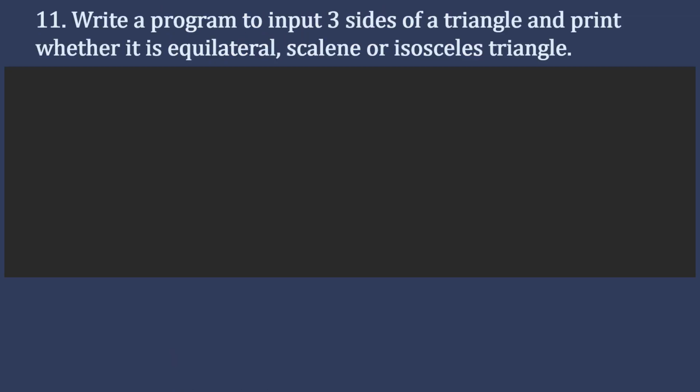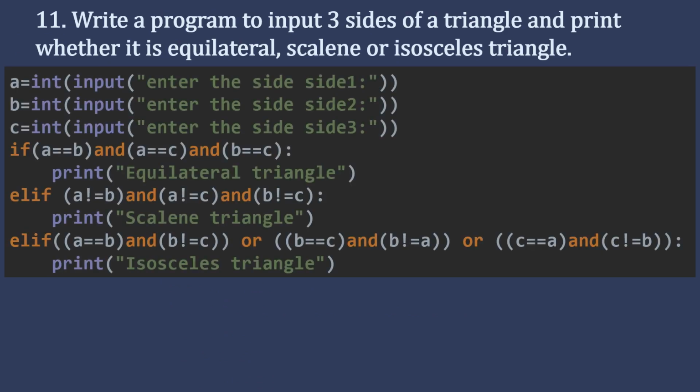Now write a program to input three sides of a triangle and print whether it is an equilateral, scalene, or isosceles triangle. As you know, if two sides of the triangle are the same, then it is an isosceles triangle. If none of the sides are the same, it is a scalene triangle, and if all the sides are the same, it is an equilateral triangle. So you have to enter the sides of a triangle.